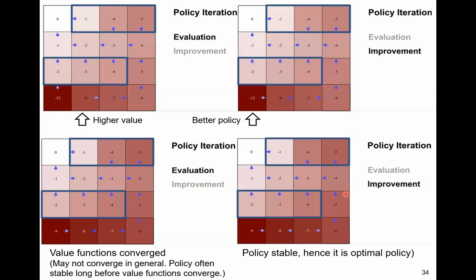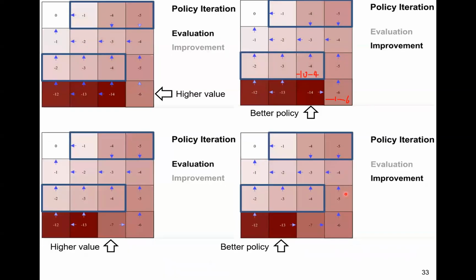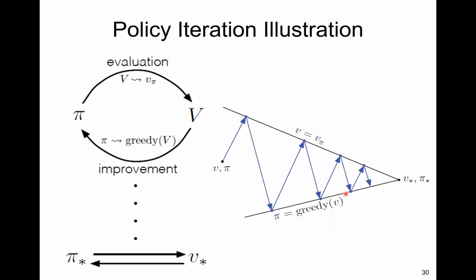So this is the policy iteration example. That is, you are iterating between evaluation and improvement. This improvement is one-step improvement, until V and pi have stopped changing.